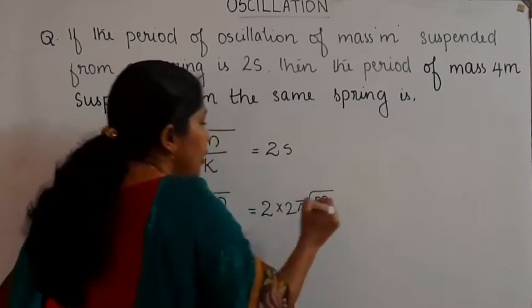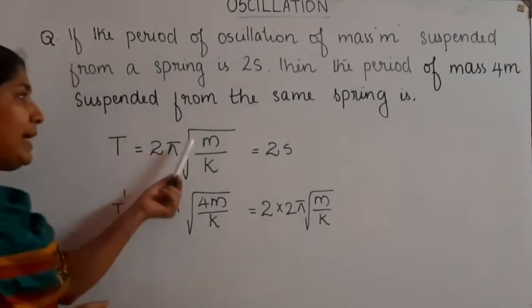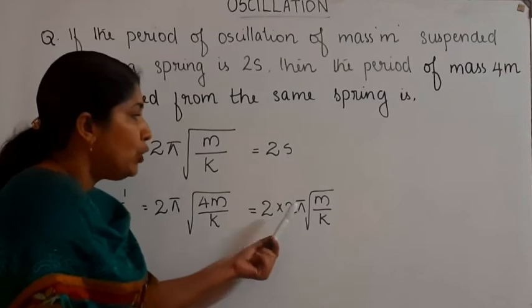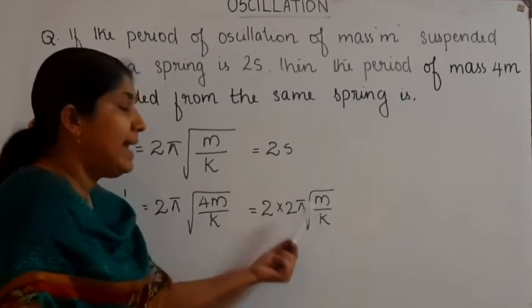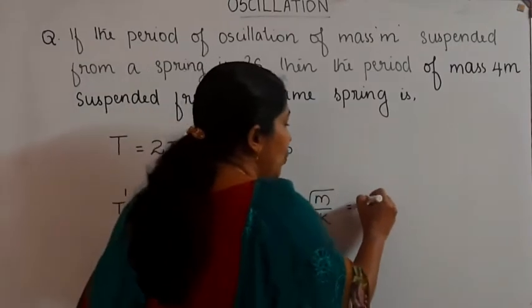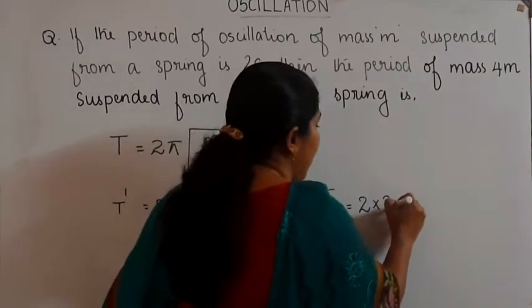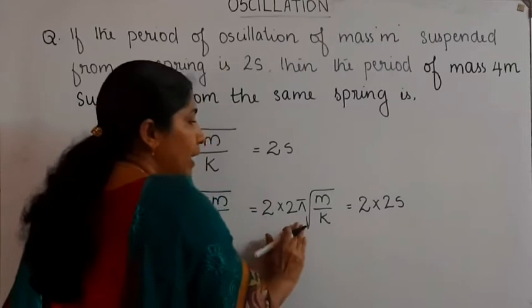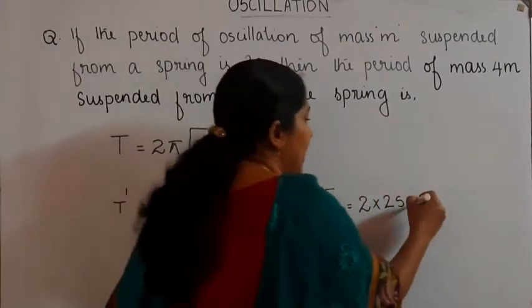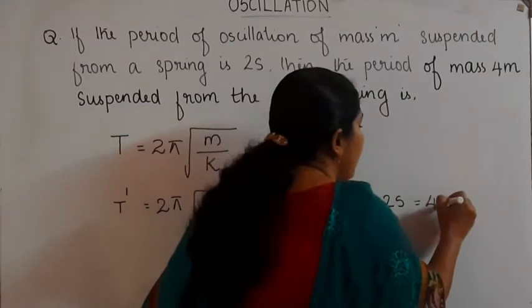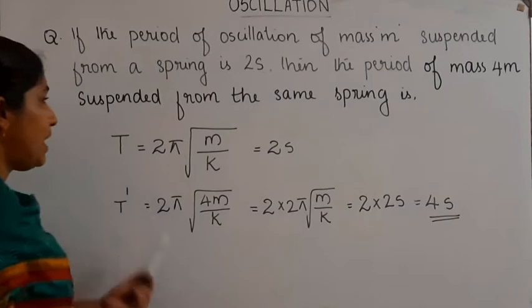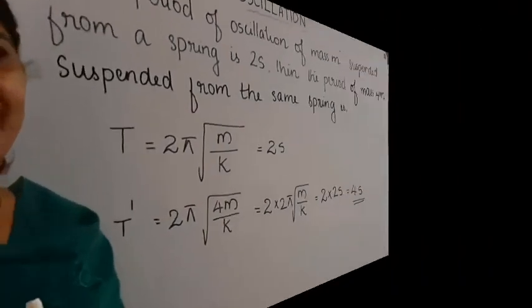Okay. 2 pi into root of m by k is equal to 2 seconds. Therefore, we can substitute 2 pi into root of m by k as 2 seconds. Therefore, the answer is 2 into 2 seconds. Instead of 2 pi into root of m by k, we can write 2 seconds. Then 2 into 2 seconds, that's equal to 4 seconds. 4 seconds is the answer. The new time period of the spring becomes equal to 4 seconds.